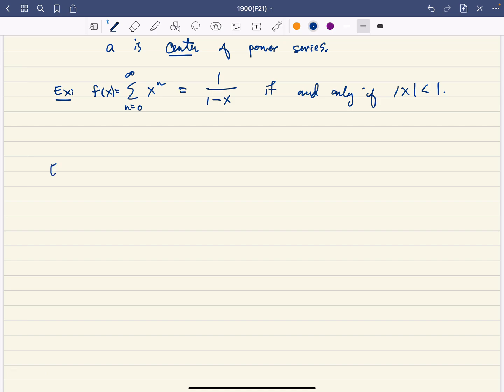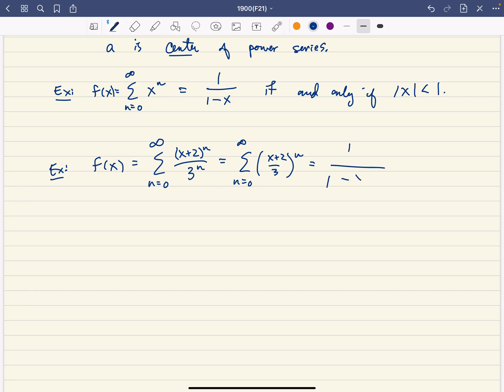Now, we can use that, for example, if we had the sum of (x + 2)^n all over 3^n. We wanted to figure out, does this series converge for some particular values, and if so, what values? Well, this is just a geometric series. You could rewrite this as ((x + 2)/3)^n. So we know that this is going to converge. In fact, we know what it converges to. I care less about what it converges to in this case, but we do know it converges.